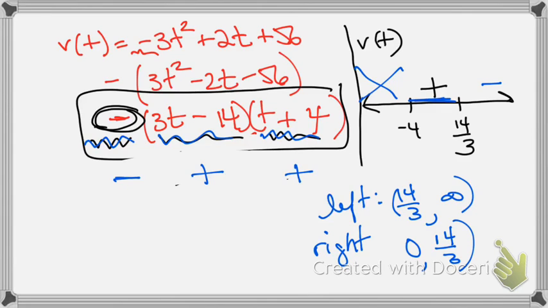And since 0 is smack dab in the middle of this region, you actually use a bracket there. Okay? Or you could say x is between 0 and 14 thirds.